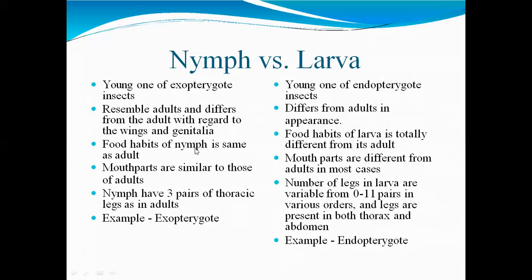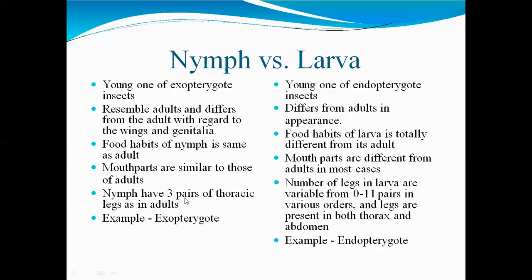The food habits of the nymph and adults are the same, and the food habits of the larva are totally different. The fourth difference is that mouth parts are similar to those of adults. In the nymph case, the mouth parts of the nymph and the adult are almost the same, and in the larval case the adult mouth parts and the larval mouth parts are different.